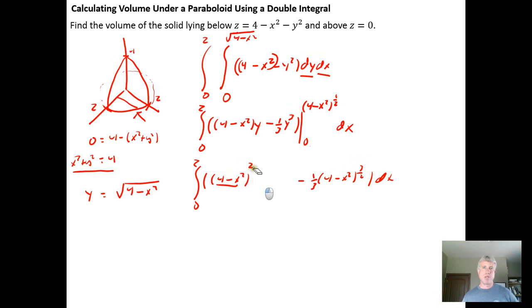So this first term, this product of this times this, is actually just to the 3/2. And so I have one of them to the 3/2 minus a third of them to the 3/2, which means this whole mess just simplifies to 2/3 times 4 minus x squared to the 3/2, and there's a dx sitting there.